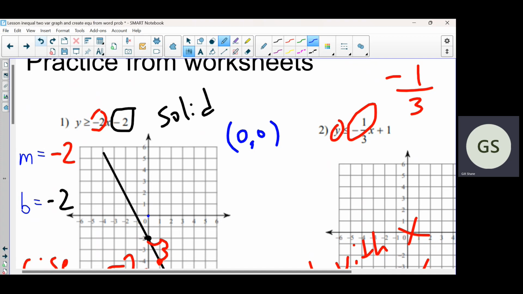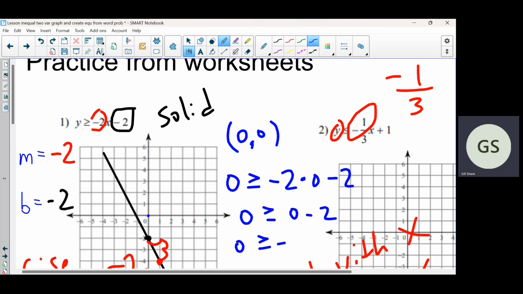So in order to test it, I just plug in 0, 0. So y is 0. That's greater than or equal to. Don't ever change the numbers in an equation or in an inequality. Sometimes kids are changing the numbers to be 0. You cannot do that. X and y are changed to 0. So the negative 2's stay in there. I get 0 is greater than or equal to 0 subtract 2. And then I get 0 is greater than or equal to negative 2.